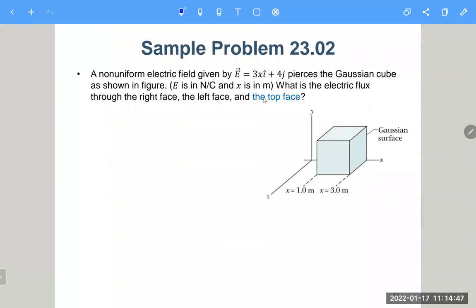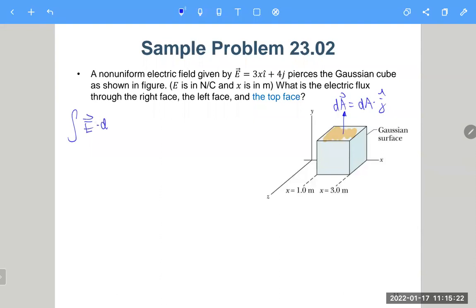We find the electric flux for the top face. So the top face is this one. Here, dA does not point along the x-axis anymore. This one should be pointing to the positive y-axis. So we have dA to be dA times j hat. Like this.